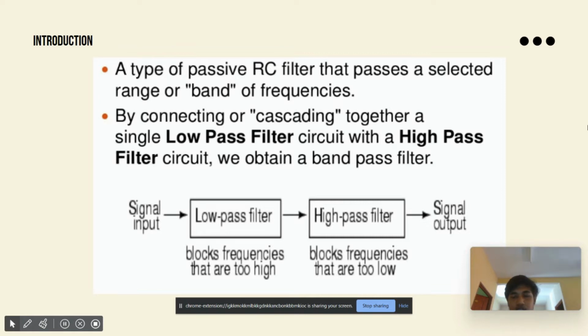So from the signal input, it will pass through the low pass filter. Our circuit is 6th order. The low pass filter has 3 stages, and then the signal passes through to the high pass filter. We have 3 also, and it will generate a signal output.